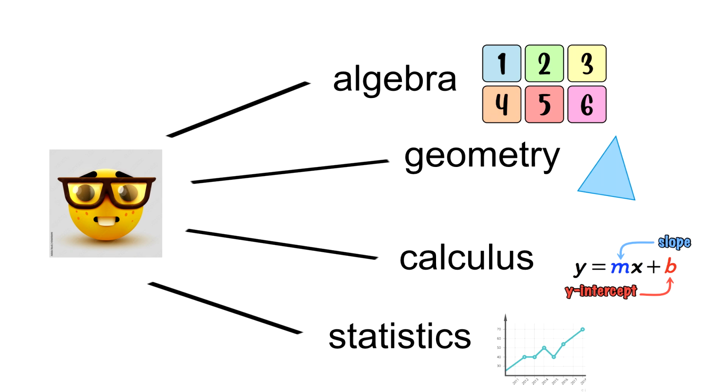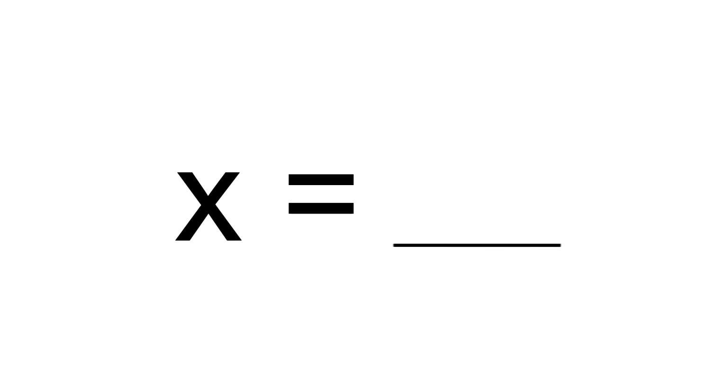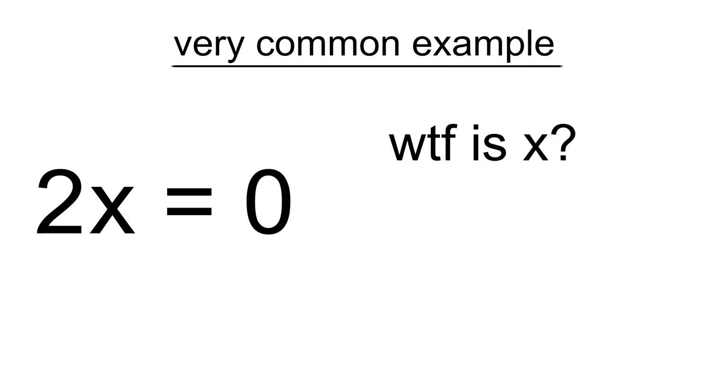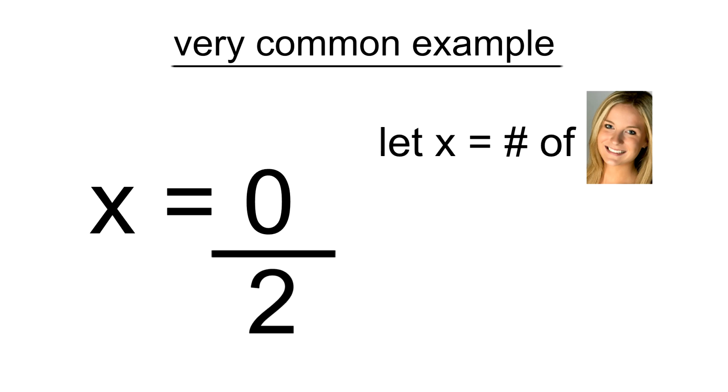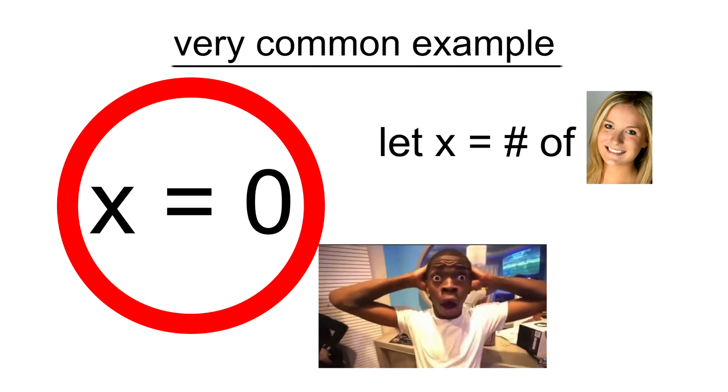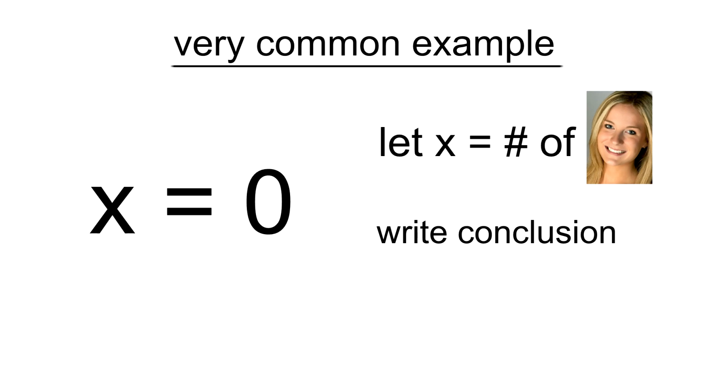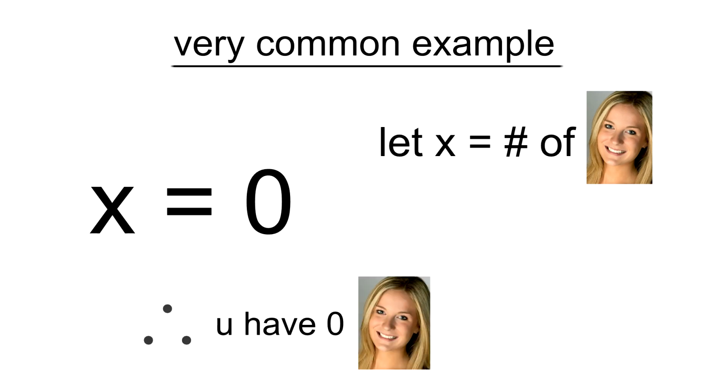Now, the next topic we have is algebra, with the sole purpose of finding x, which seems to be more difficult than my actual father. Let's take the very common example, 2x is equal to 0. How would you solve this example? Of course, the first step would be to introduce your variables, so let x be the number of bits that you have. Now that we've established the premises, we can start solving. The first step would be to move 2 to the other side, so divide everything by 2. 0 divided by 2 is still 0, so therefore x is equal to 0. Remember, always write a conclusion statement, so therefore you have 0 bits.